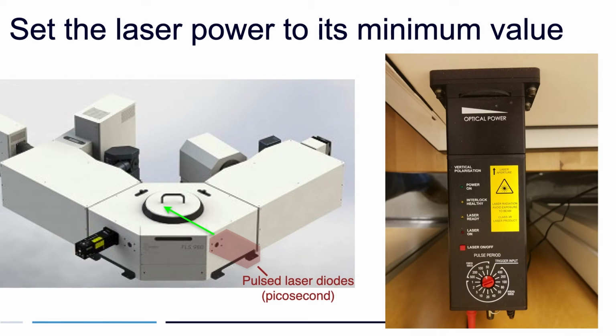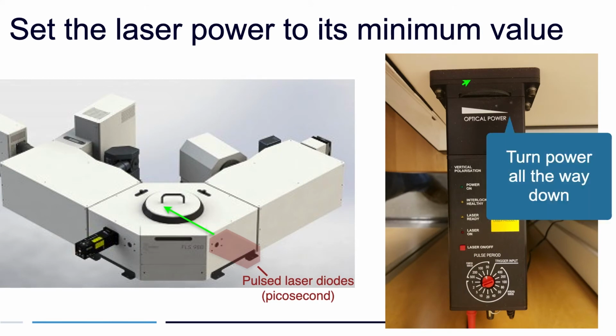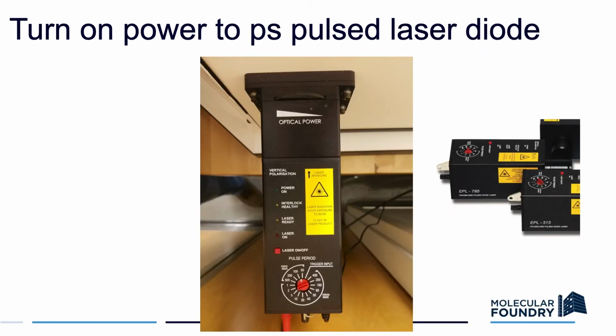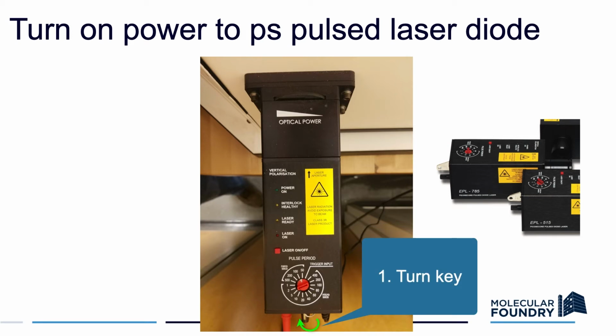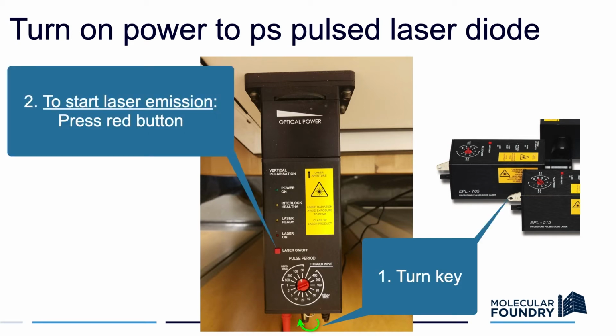Before you turn on the laser, it's recommended that you turn the optical power all the way to its minimum value. You can do this by turning this dial, which is actually a neutral density filter wheel. Next, you'll turn on the laser diode power supply by turning the key. Next, you'll actually turn on the laser emission by pressing this red button.